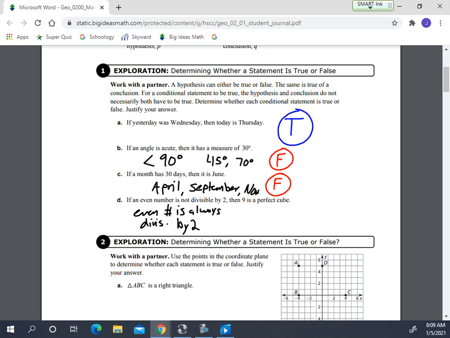The statement is not yet false. Okay? Then 9 is a perfect cube. What are perfect cubes? Perfect cubes are a number that is multiplied by itself 3 times, goes into that number. For example, 8 is a perfect cube. Why? Because 2 times 2 times 2 is 8. Okay, well, what's 3 times 3 times 3? That's 27. So 9 is not a perfect cube.